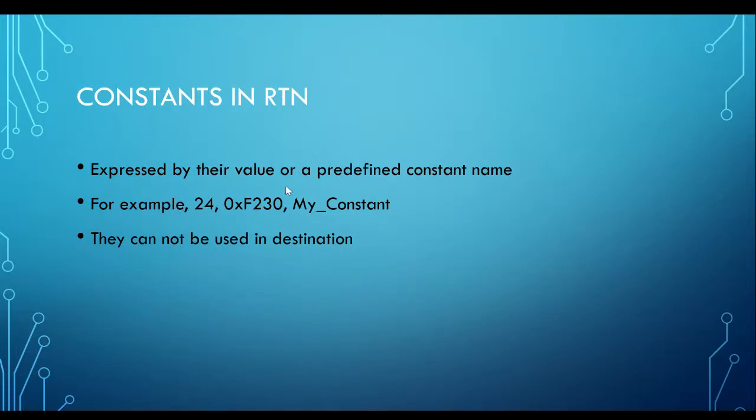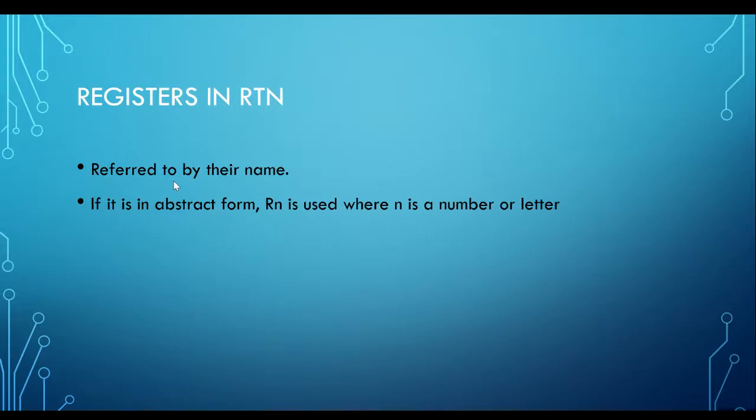Basically this is expressing how constants can be the source and destination, how a register can be linked to a constant. This is the register, this is the value, and this is the name of the register. This is how you express a constant in a register. They cannot be used in the destination. Referred to by name in the extract, Rn is used where. Anyway, these are just descriptions, I will go through them later.